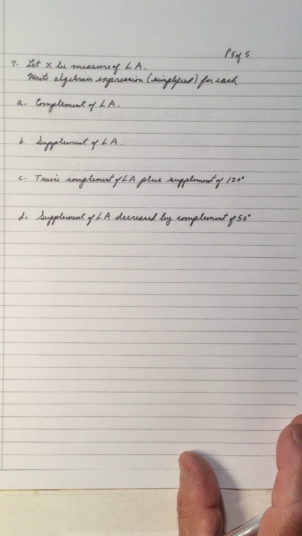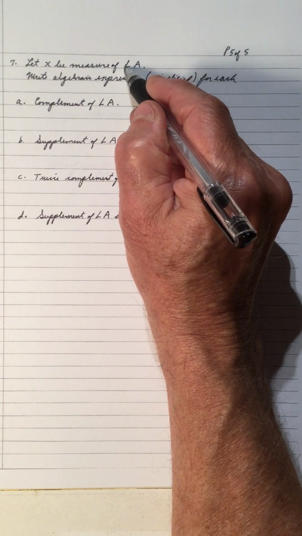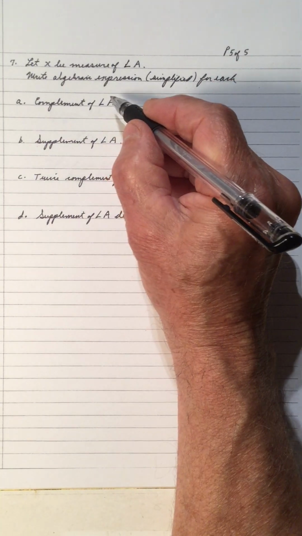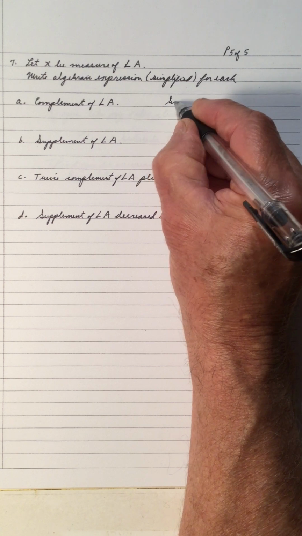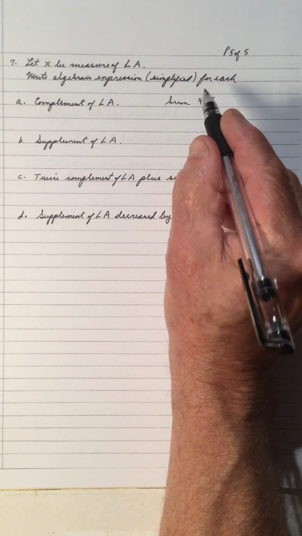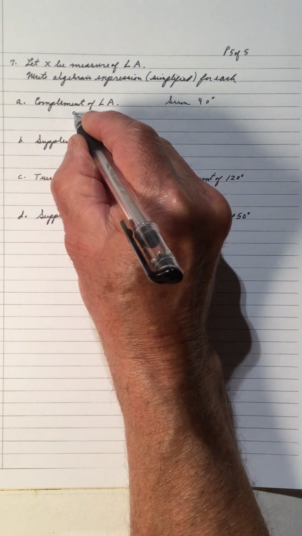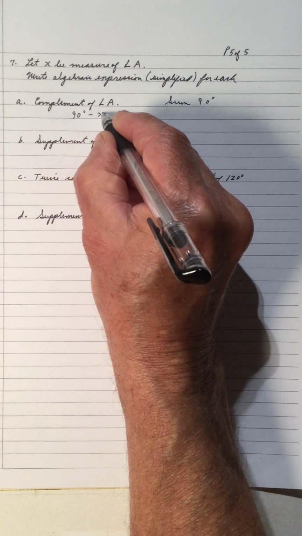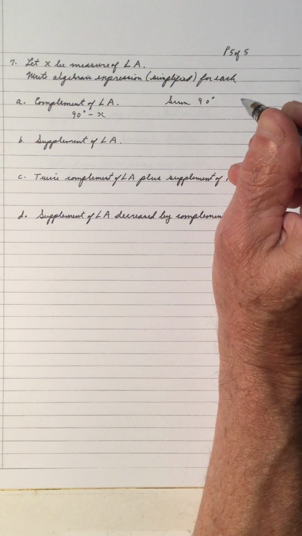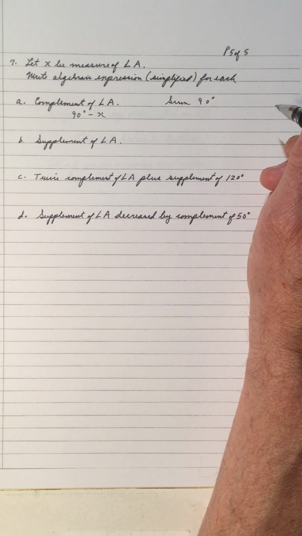And we have another one based on the angle, complementary and supplementary. Let x be the measure of angle A. This is the symbol for angle A. Write an algebraic expression simplified for each. The complement of angle A. Complement means the sum is 90. So if you have two angles that add up to 90, and one is x, then the other one must be 90 minus x. So if you got an angle which is 60, then its complement is 90 minus 60, which is 30, because 60 and 30 make 90.